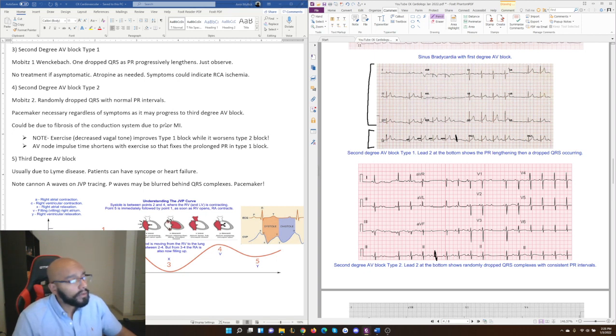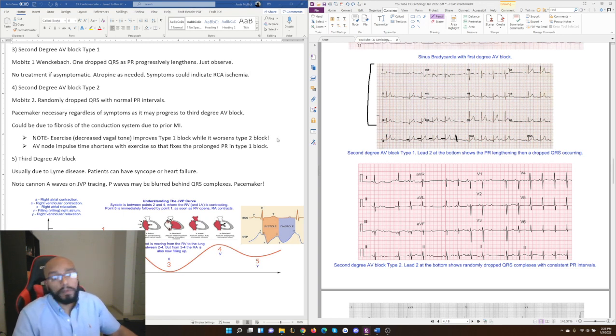For these patients who have these scenarios, the majority of the treatment is really just based off of symptomology, right? You just have to work with the symptoms they're appearing with. A little note here, very good key thing to keep in mind. Exercise decreases vagal tone. Remember, the vagus nerve is parasympathetic, it's just rest and digest. Exercise is a sympathetic thing, it's fight or flight. So exercise, or basically anything that decreases vagal tone, will actually improve type 1 block, but it'll worsen a type 2 block. So let's try to make sense of this, right?